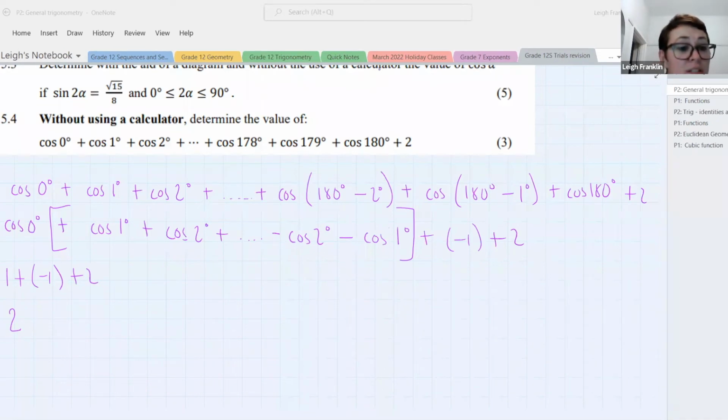We used reduction here. We wrote cos 178 as cos of 180 minus 2 so that we could write it as minus cos 2, so that it could cancel out to 0 with the plus cos 2. Clever, hey?